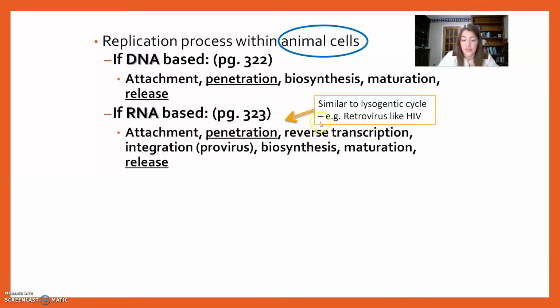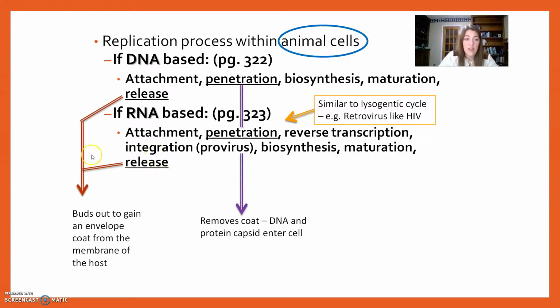So this penetration here is going to be very similar to what we call a retrovirus like HIV. This penetration, once again, we're going to remove that envelope and remove the outer protein capsid. So only the DNA or the RNA will enter into the animal cell. So that's something to remember. Now when it's released, what's neat about this is because all viral cells that are infecting animal cells have that outer envelope, you get this budding effect.